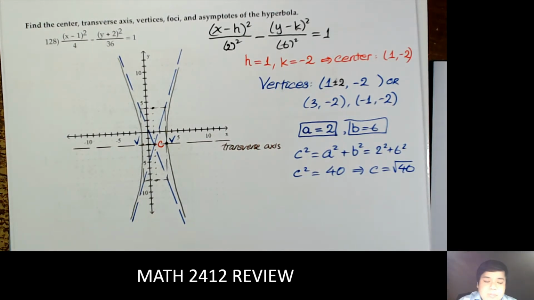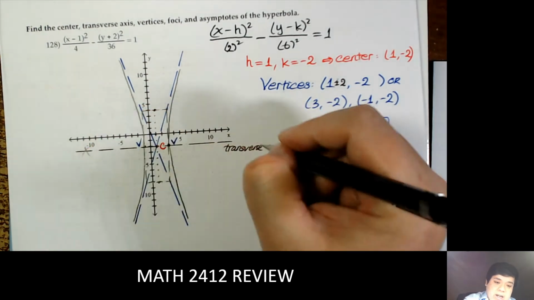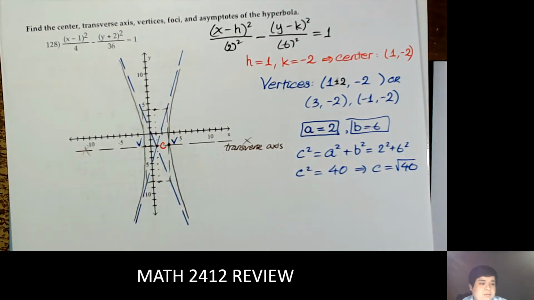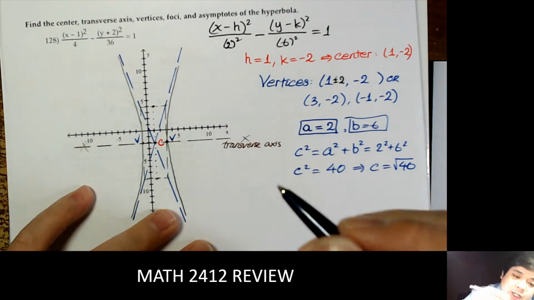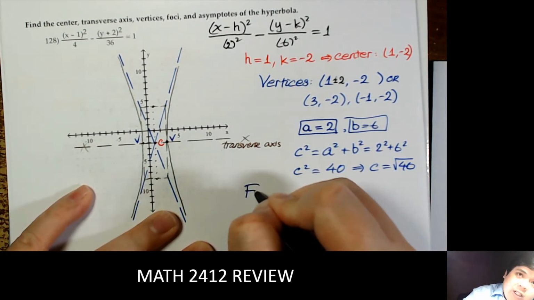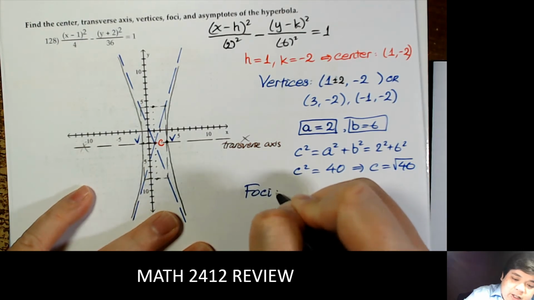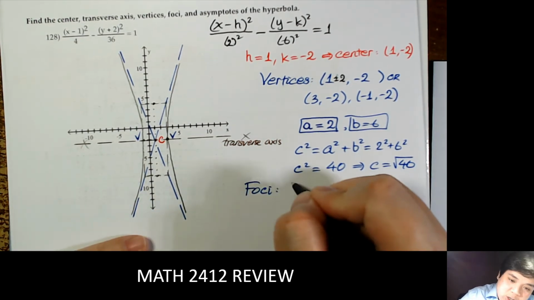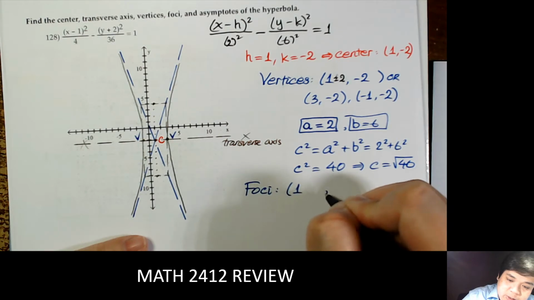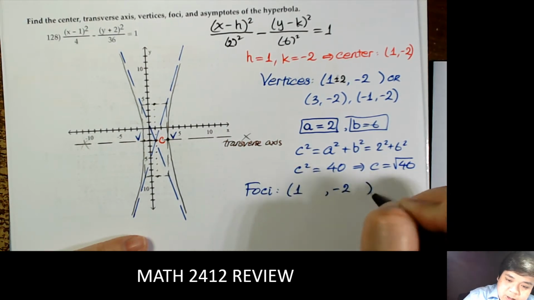Meaning that from the center we go left and right square root of 40 units. Square root of 40 is about 6 point something. So it's going to be somewhere in here and there. Again, to find the coordinates of the foci, we start with the center, 1 and -2.